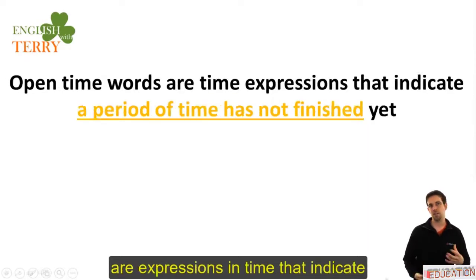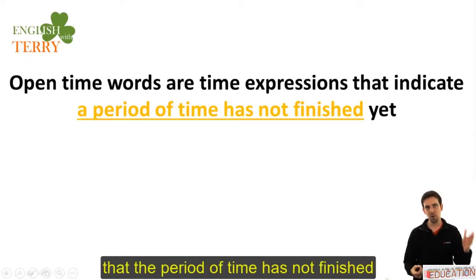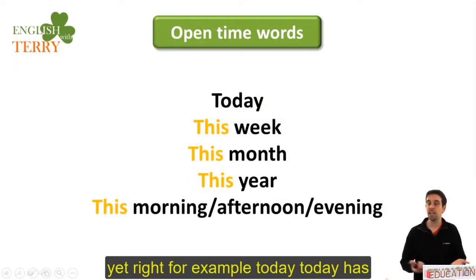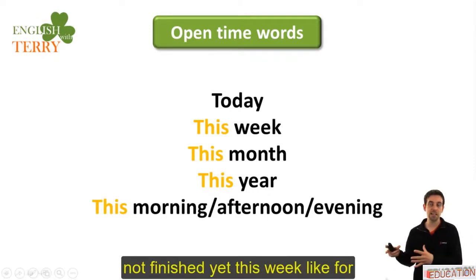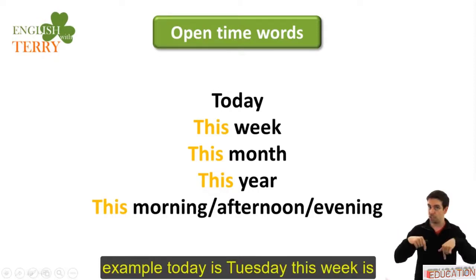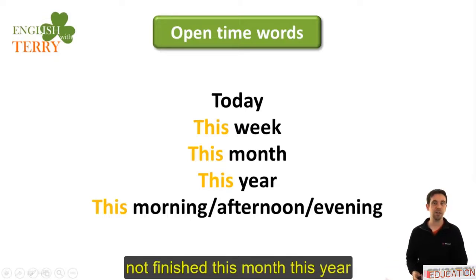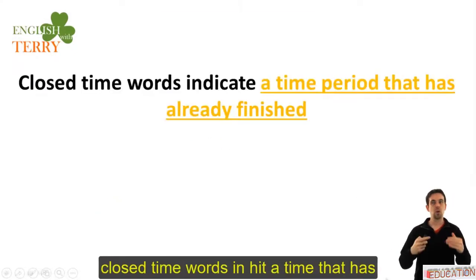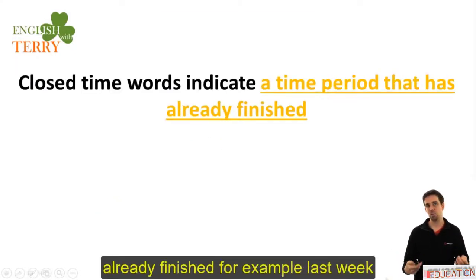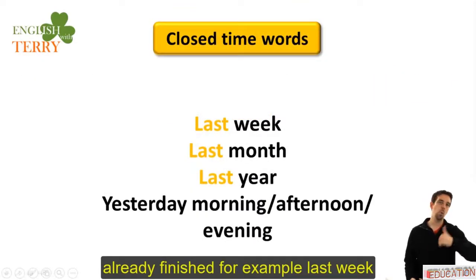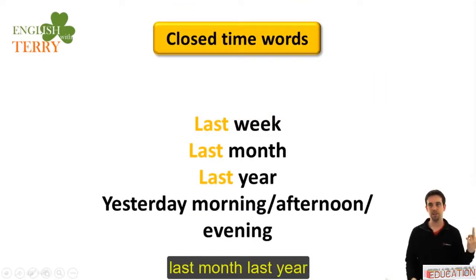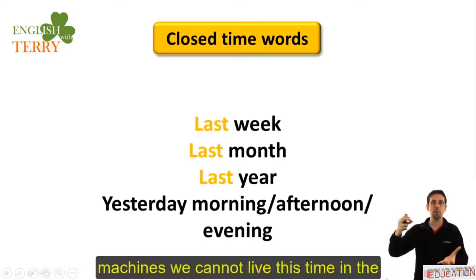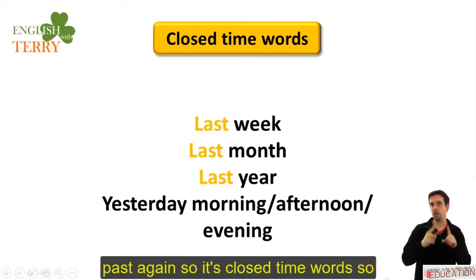Now, open time words are expressions in time that indicate that a period of time has not finished yet, right? For example, today has not finished yet. This week, like for example, today is Tuesday, this week is not finished. This month, this year, this morning, this afternoon. Open time words. This period of time is not finished yet. Closed time words indicate a time that has already finished. For example, last week, last month, last year, yesterday morning, yesterday afternoon, yesterday evening, right? We don't have time machines. We cannot live this time in the past again. So it's closed time words.